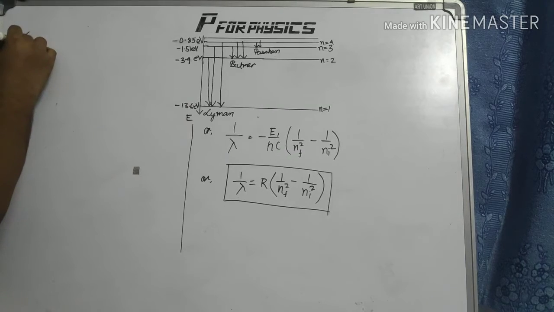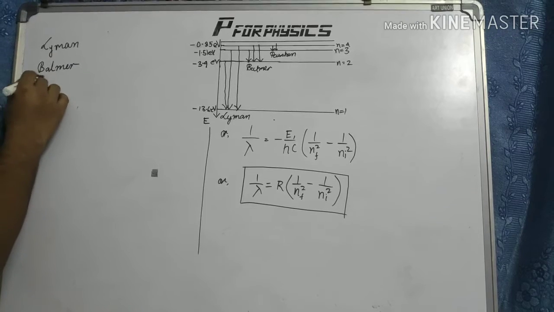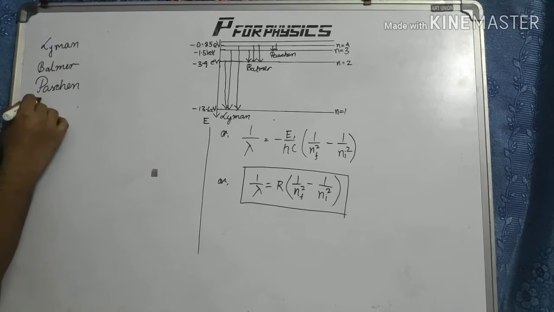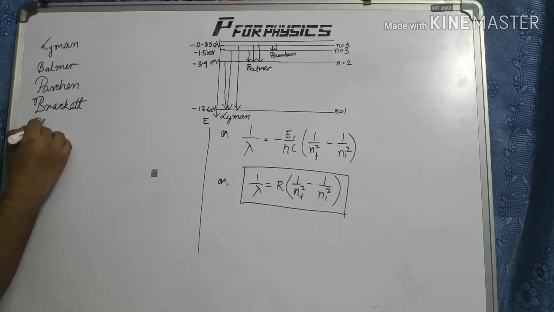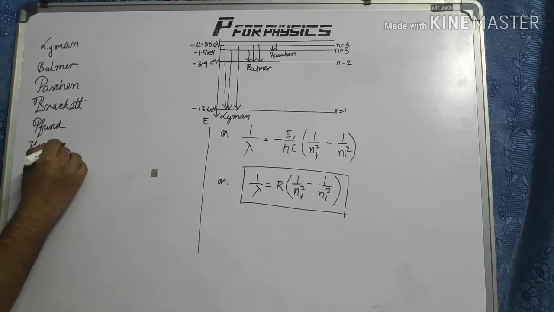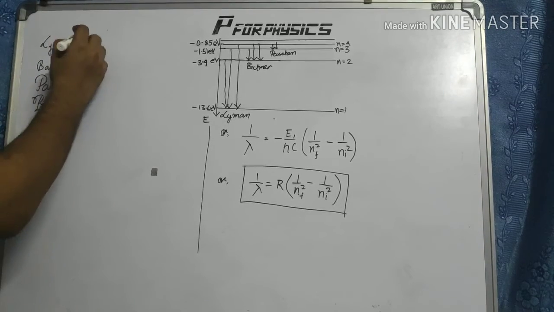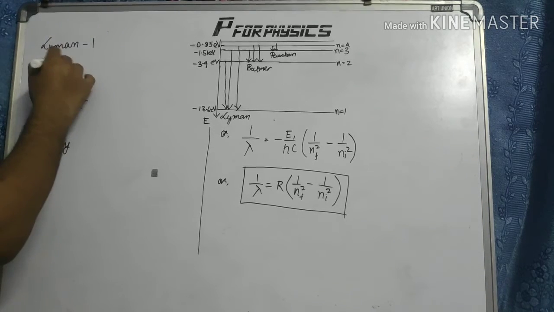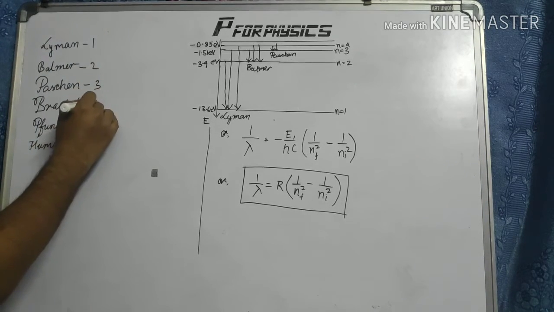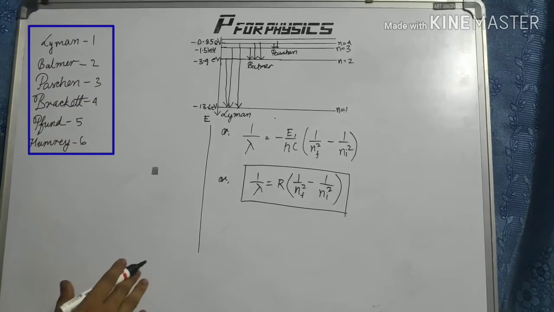So at first it comes Lyman, then Balmer, then Paschen, then Brackett, then Pfund, and then Humphrey. That's all. So it's like this. When the electron jumps to the first orbit, that is Lyman. So you need to remember, for Lyman, final energy level is 1. For Balmer it's 2, 3, 4, 5, 6. So that's all you need to memorize.